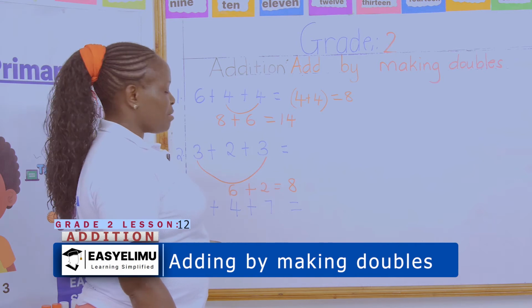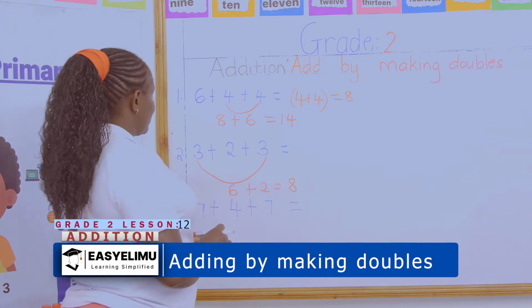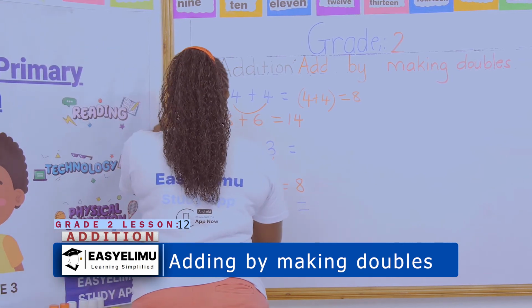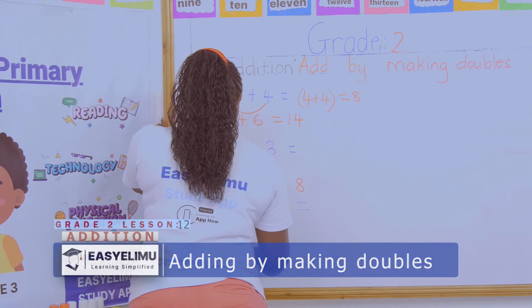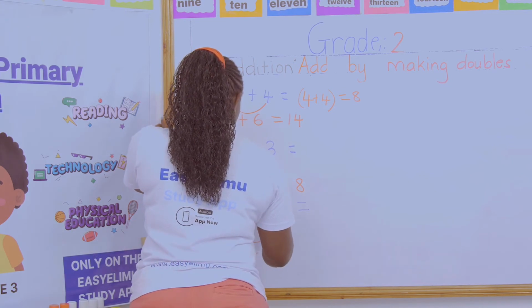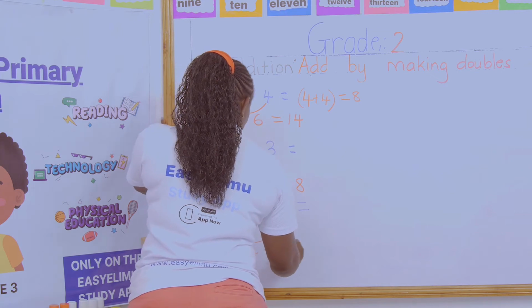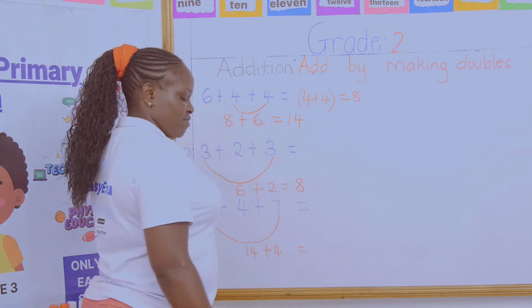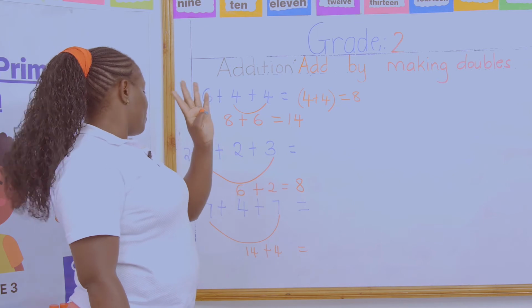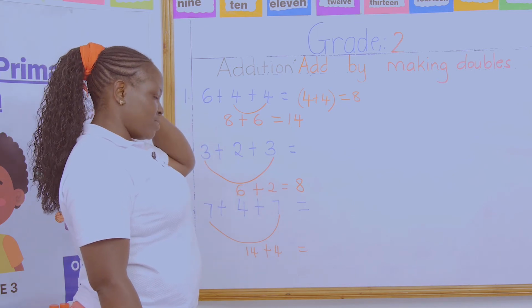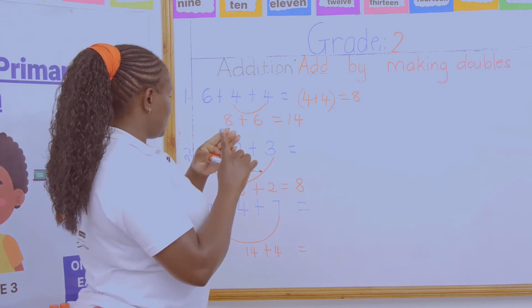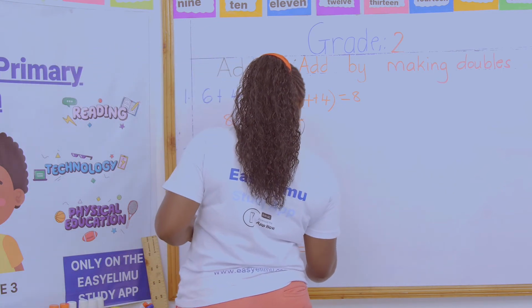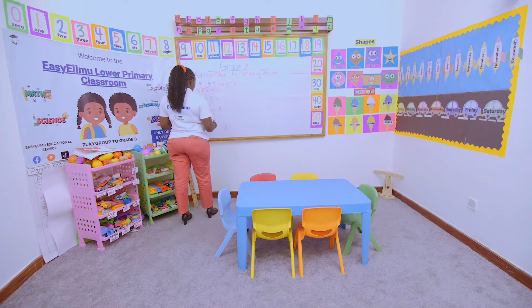Question 3, what are the doubles there? Yes, Janet, 7 and a 7, very good. What is 7 and a 7? A 7 and a 7 gives us a 14, plus the remaining number, which is 4. So 7, 14 in the head, 4 fingers out. It's 14, 15, 16, 17, 18. So we get an 18 here.